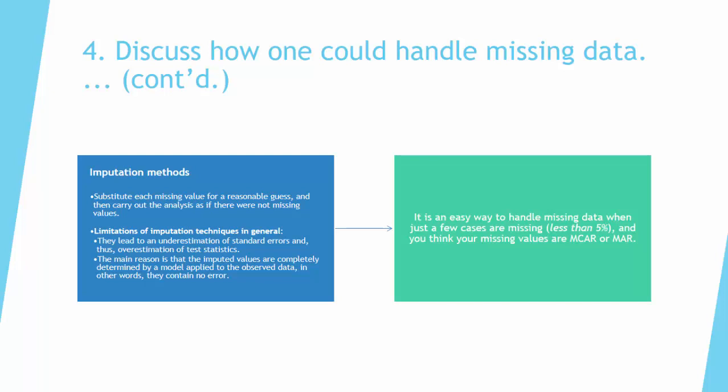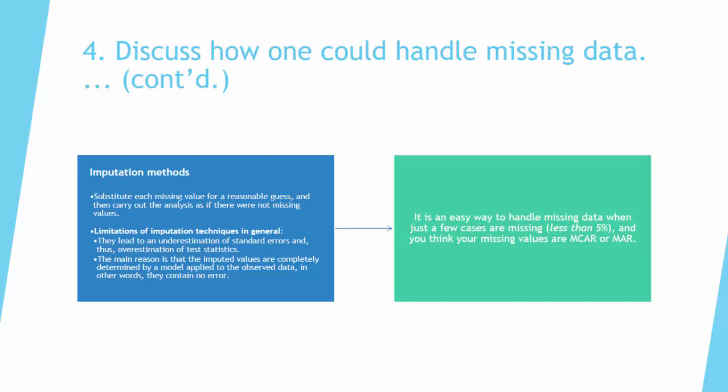A limitation of the imputation technique in general is that it will lead to underestimation of standard errors and thus overestimation of test statistics. The main reason is that the imputed values are completely determined by a model applied to the observed data. In other words, they contain no error.